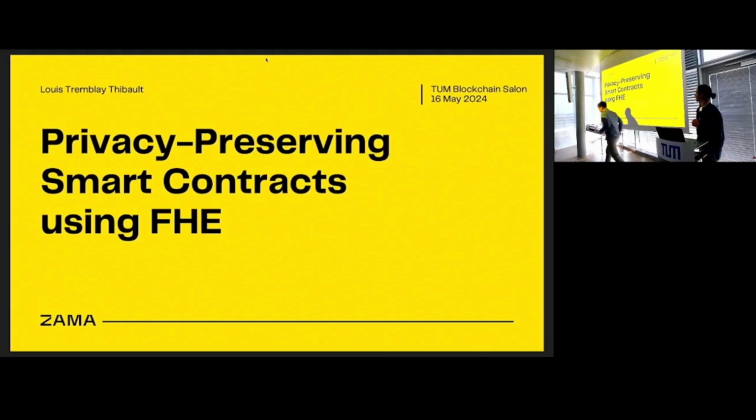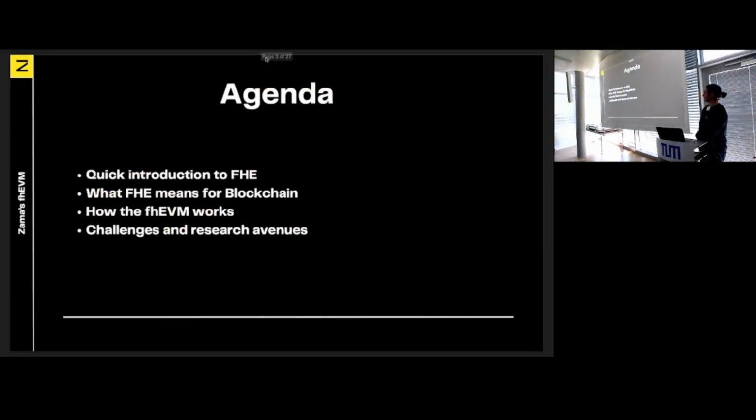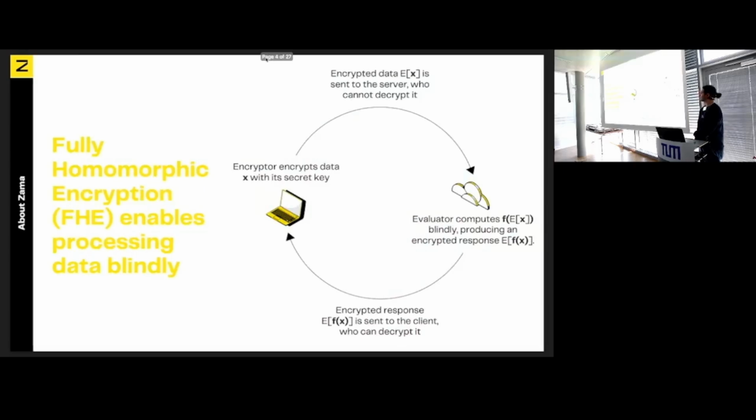All right, so privacy preserving smart contracts using fully homomorphic encryption. So just a brief intro, Zama is a cryptography company which provides open source homomorphic encryption solutions for both blockchain and artificial intelligence. So the agenda for today is going to be a quick intro to FHE, and then we're going to talk about what that means in the context of blockchain. I'm going to skim the surface of how the FHE VM works, and then I'm going to discuss challenges and research avenues for you students in here.